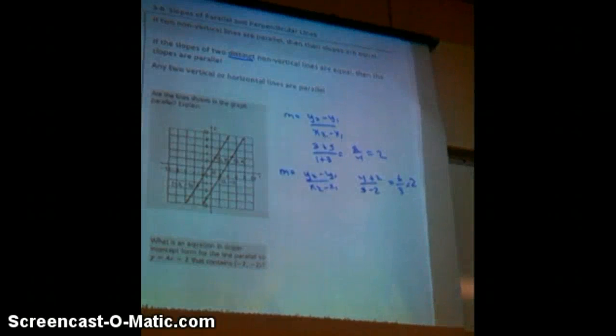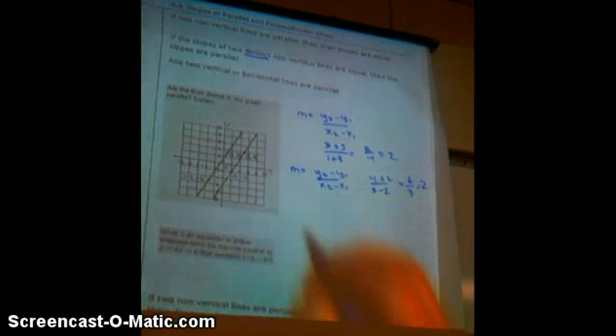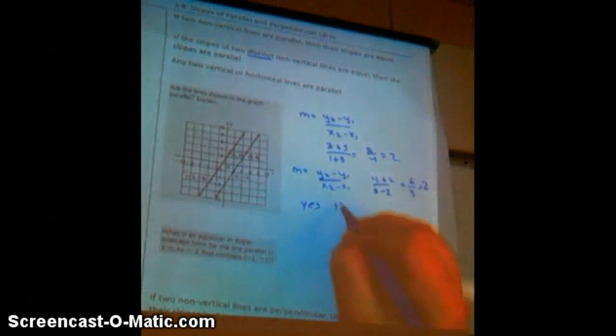So if they have the same slope and they are two distinct lines, not the same line, then they are? Awesome. Parallel. Yes, they are parallel.